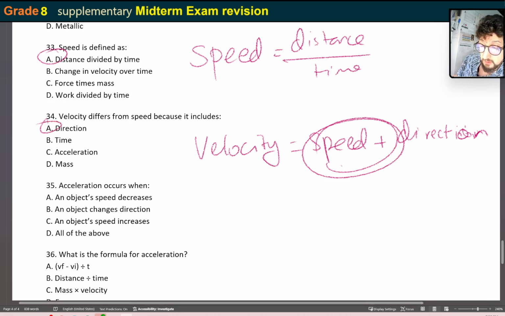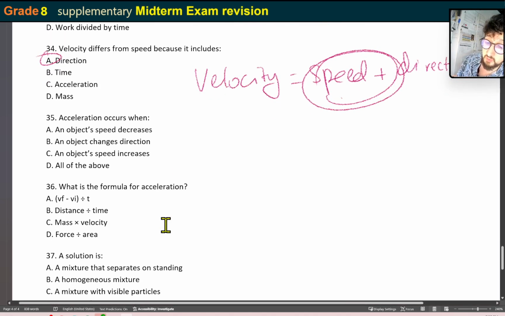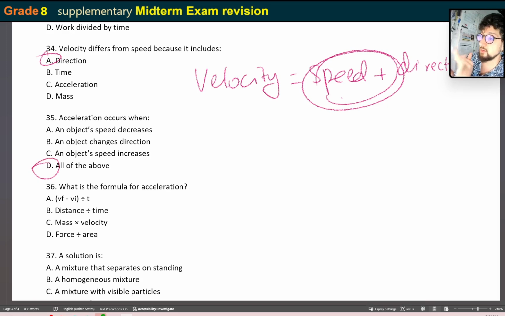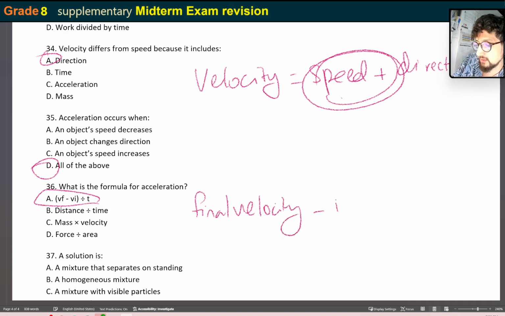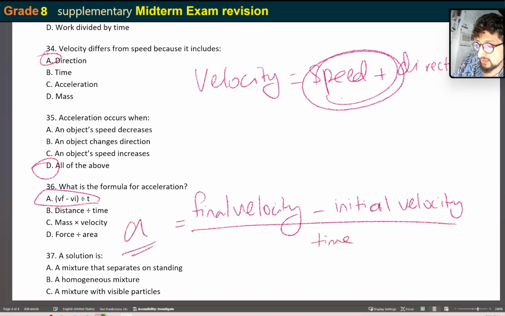An acceleration occurs when an object's speed decreases, an object's direction changes, or an object's speed increases, or all of the above. Of course, all of the above. Acceleration can happen when an object slows down, speeds up, or changes direction. Three conditions. What is the formula for acceleration? Final velocity or final speed minus initial velocity or initial speed, all over the time, is equal to acceleration.